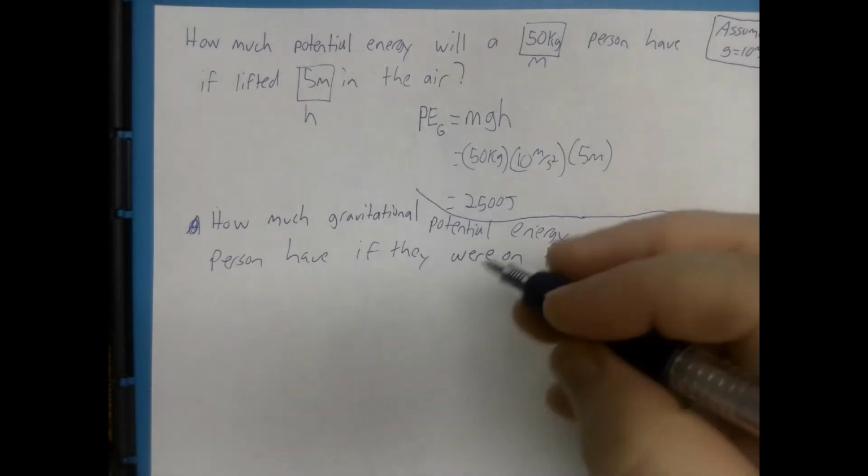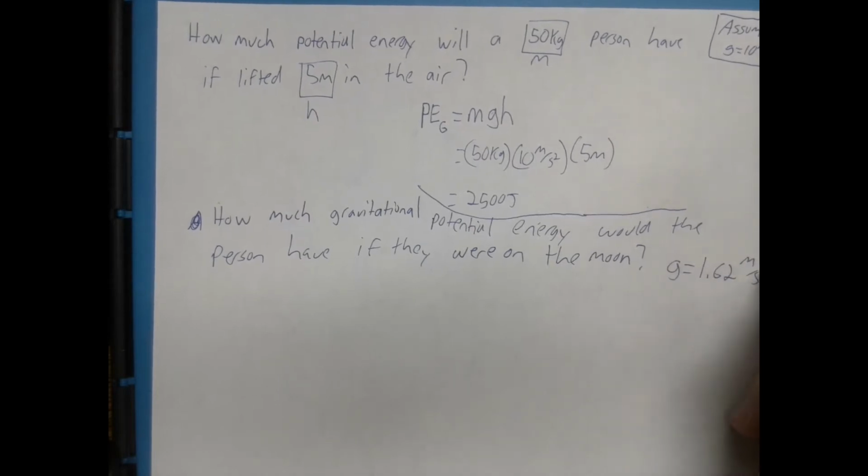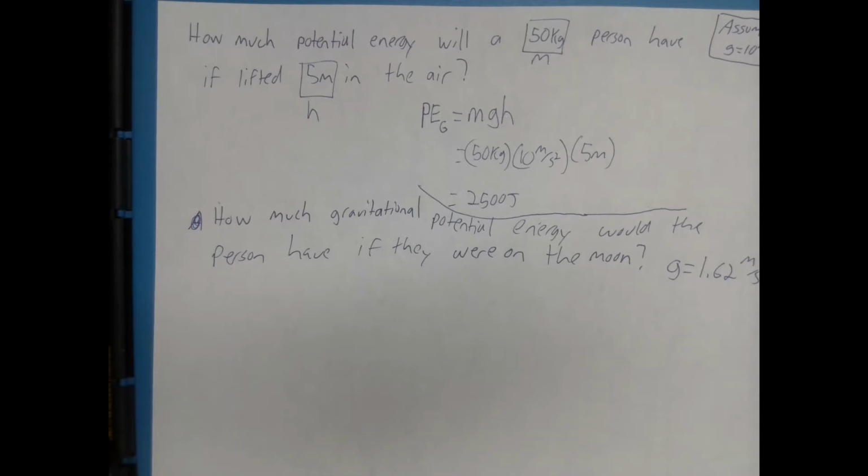It's about 1.62. G on the moon is like 1.62 meters per second squared. So it's only about 1/8 as strong. So if you were on the moon, you'd weigh 1/8 as much. So an 80-pound object on Earth would weigh about 10 pounds on the moon. I believe that's correct, something like that.